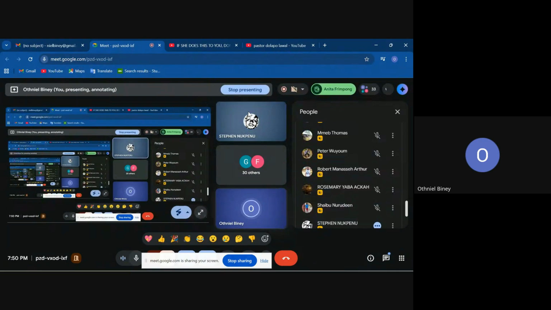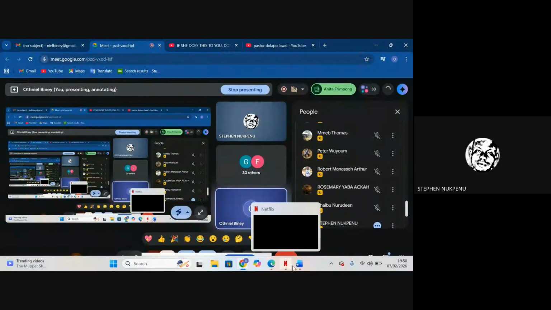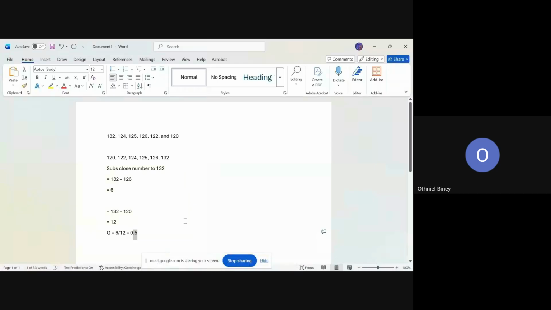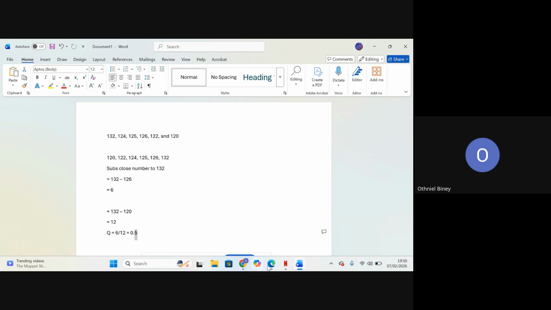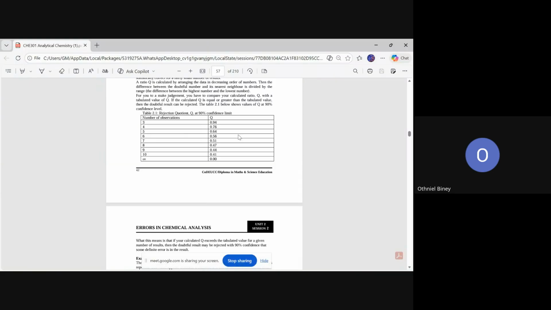Okay, so you got it up to where we calculated the Q value, which is 0.5, right? After calculating the Q value, you come back to the table. This table will be provided for you during the exams.